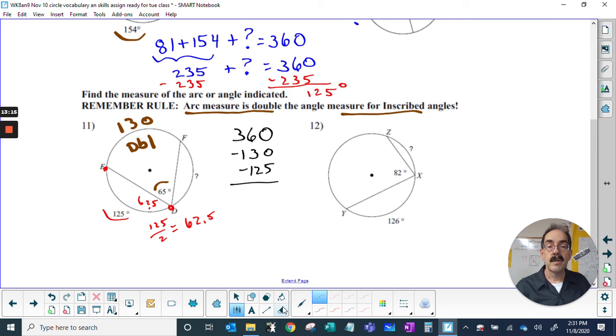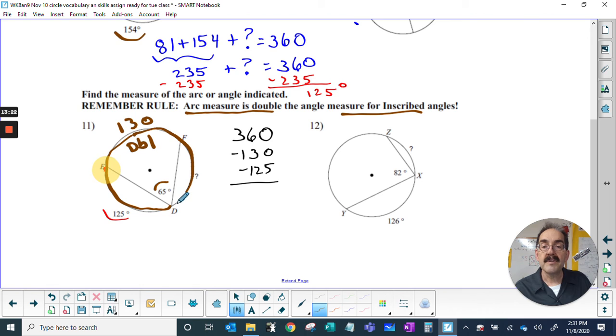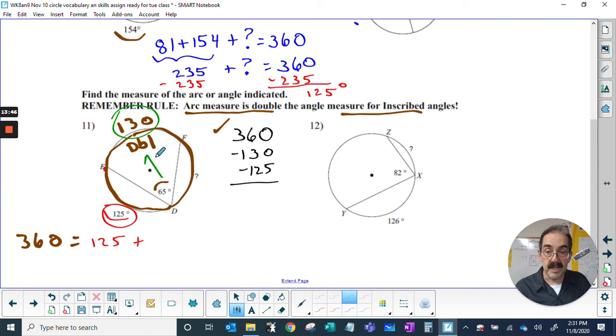Okay, so let's erase this. I can see the look in your eyes. That's not making sense to you. So let's just think of the whole outside circle. A circle is made up of 360 degrees, right? Boom. And that 360 degrees is made up of three pieces. 125, the 130, because we doubled it, and then the last piece right here. Okay? How about that? That make more sense?